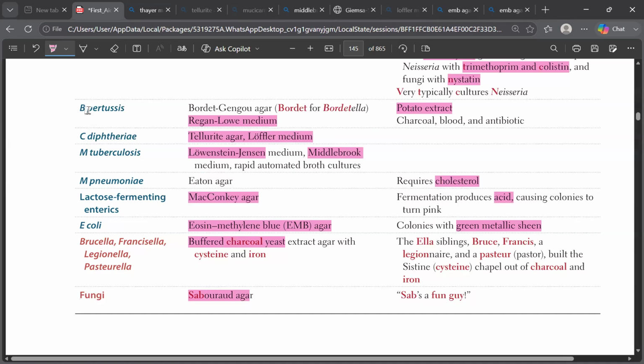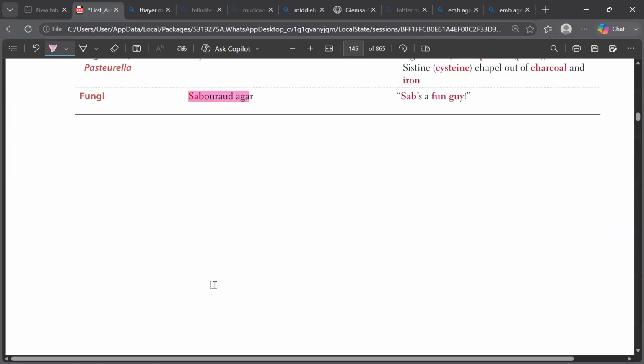What might be confusing would be Bordetella pertussis having Regan-Lowe medium, Corynebacterium diphtheria having these two, Tellurite and Loeffler, and M. tuberculosis having Lowenstein-Jensen or Middlebrook medium. The rest are quite easy to remember, at least for me. And lactose fermenting requires MacConkey again, and E. coli, which is non-fermenting, requires EMB. And these siblings require buffered charcoal yeast extract agar with cysteine and iron, and fungi require Sabouraud agar.